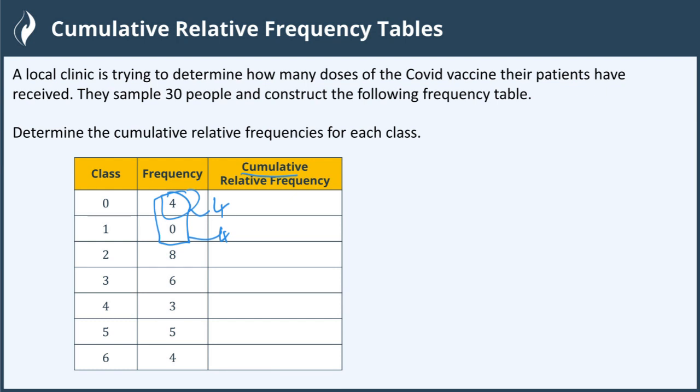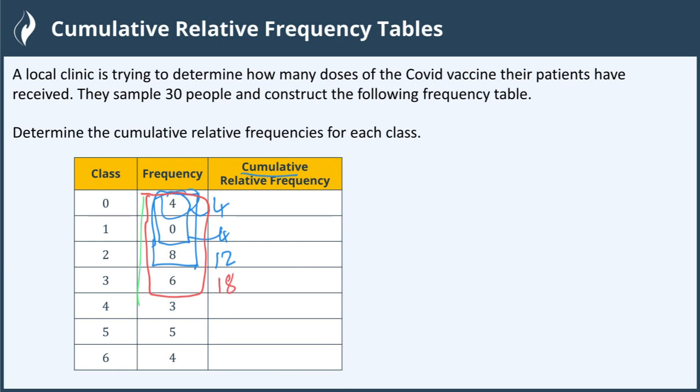Now we add 8 plus 4 plus 0. So here we have 12. And so on and so forth. All right, and then I'll change the color just to make it a little easier to see. All right, so then we add all of these together, and our total is 18, right?